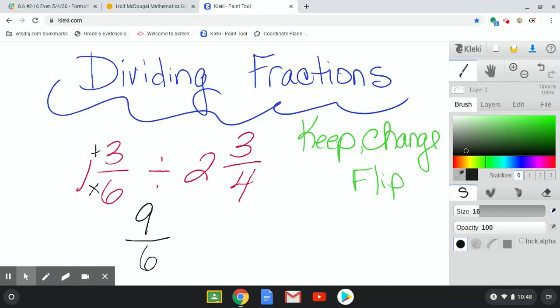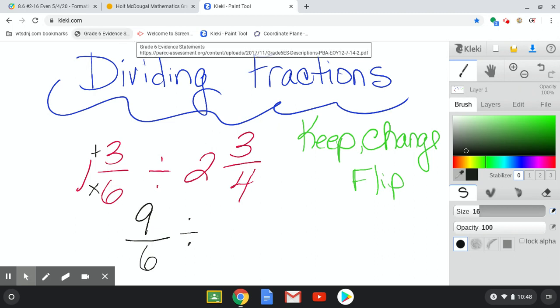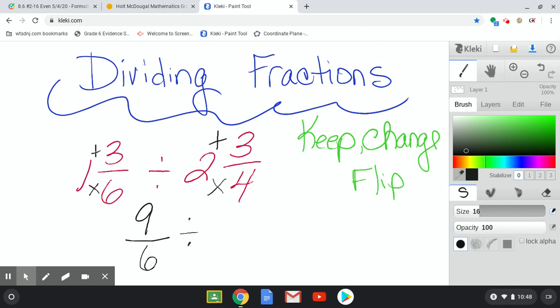Okay. I'm going to keep my division bar for now. I'm going to change my second mixed number into an improper fraction. So 4 times 2 is 8, plus 3 is 11 over 4.